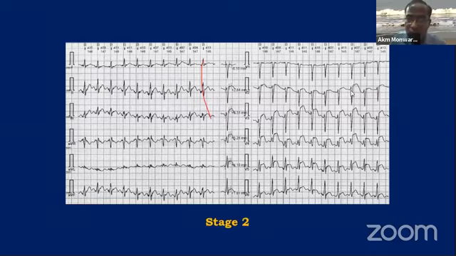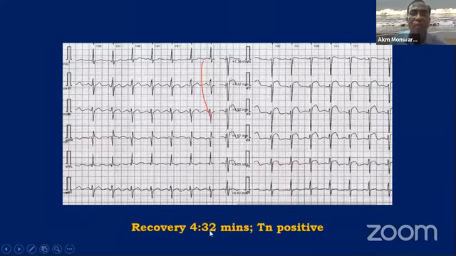And this ST segment elevation persisted even after 4 minutes of recovery. And whenever troponin was available, this was positive. So in this case, ETT led to myocardial infarction. So always be cautious. Sometimes in your lifetime, you may encounter these sorts of unfortunate incidents.